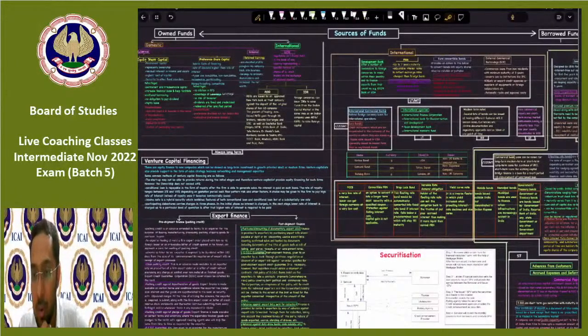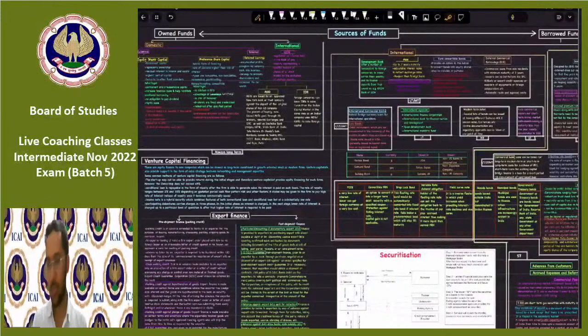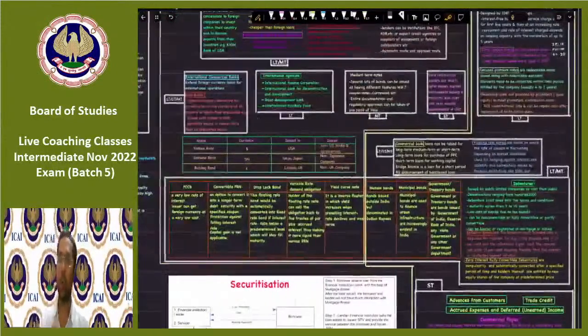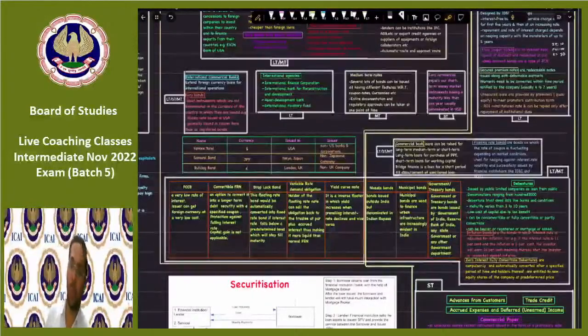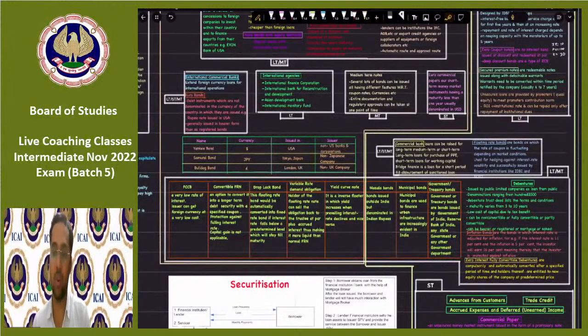Let me just see if you have any queries. Can you give an example of promoter's contribution? Promoter's contribution, Namrata, is when any shareholder gives a loan to the company. I am a shareholder of a company, for example, Mukesh Ambani giving a loan to Reliance Industries Limited. That's a sort of promoter's contribution. Okay.